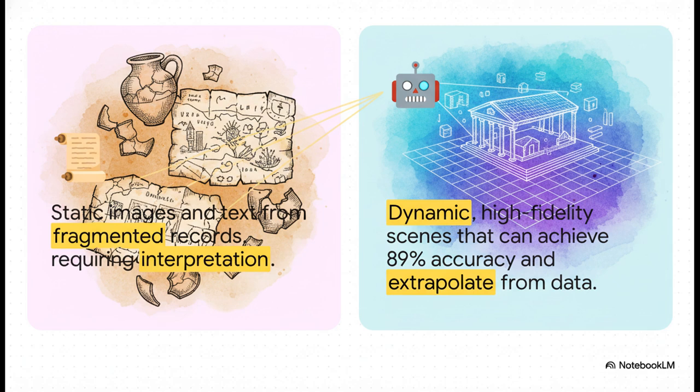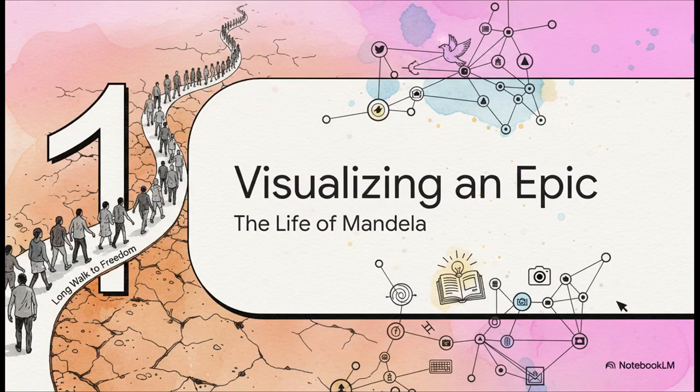AI can now recreate historical scenes with just jaw-dropping accuracy. Think about it. You could virtually walk through an ancient Roman villa, and what you're seeing could be 89% accurate to the actual blueprints dug up by archaeologists. Now, just imagine what a technology like that could do for a story as massive and as important as Nelson Mandela's.